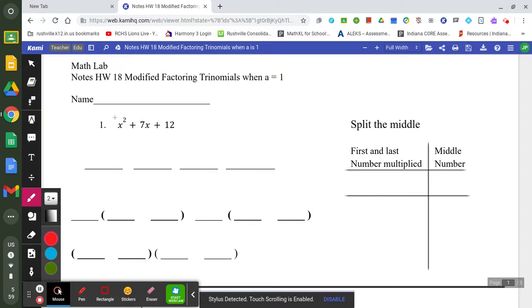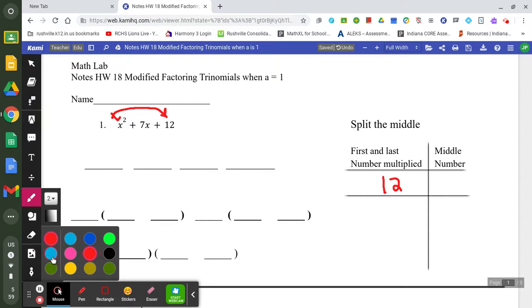So my first number here is an invisible 1 times 12. So I'm going to be looking for a set of numbers that multiply to 12. And then the middle number is my 7. So I need to start listing all of the factors that multiply together to make 12.